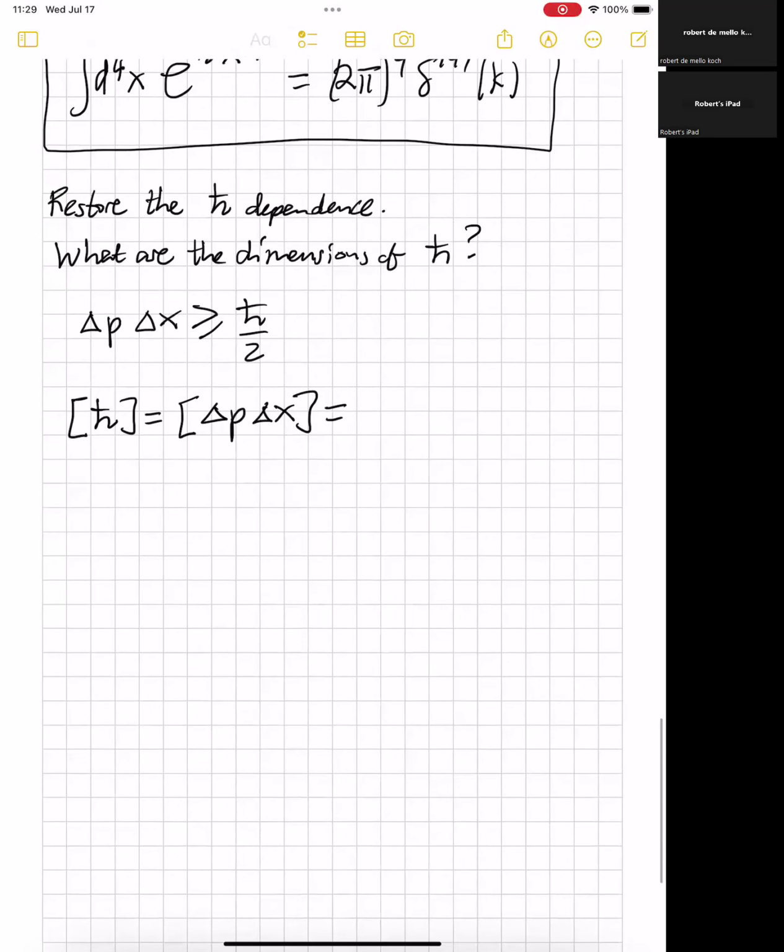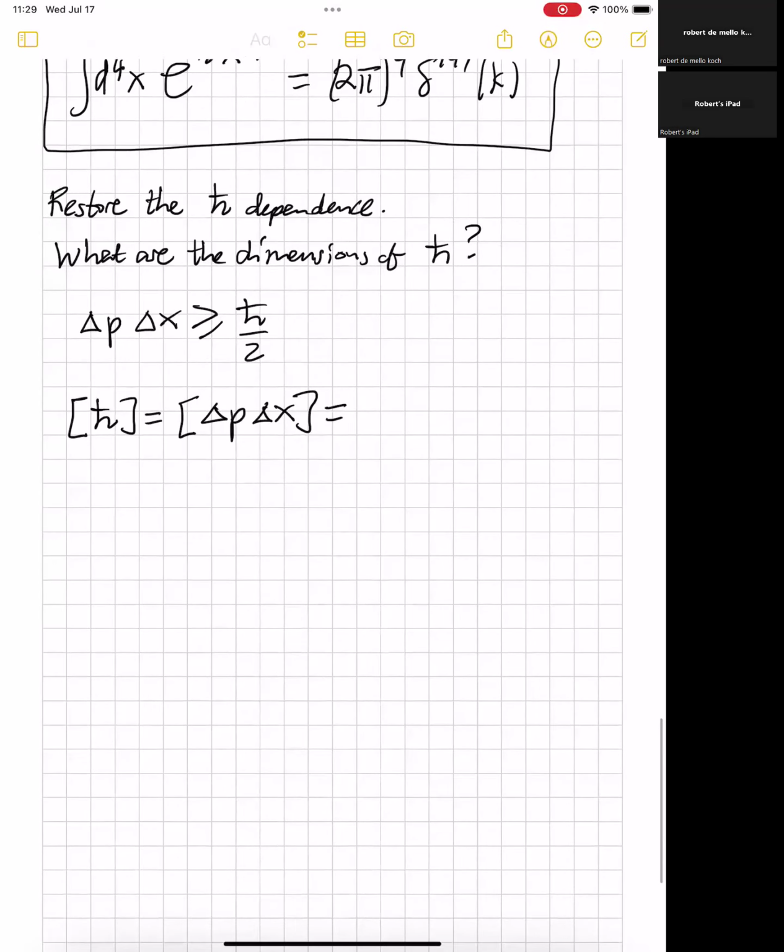For delta p, it's a mass times a velocity, so it's a mass times a length over time, and delta x is a length. So in total, h bar is a mass times a length squared over time. Now, there's a very important quantity that has that same dimension, and that is the action.